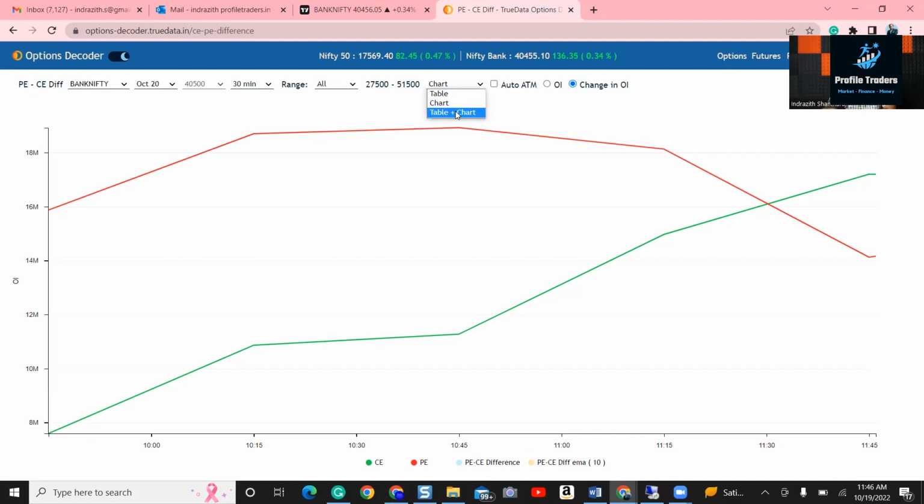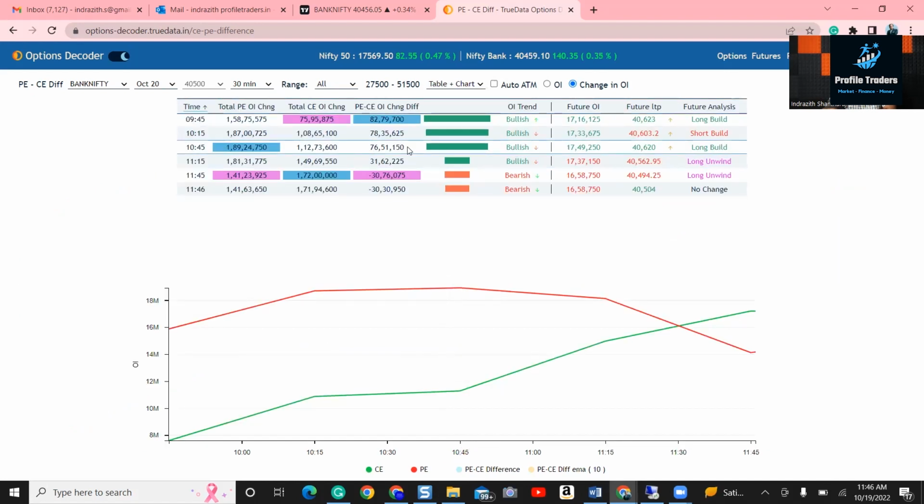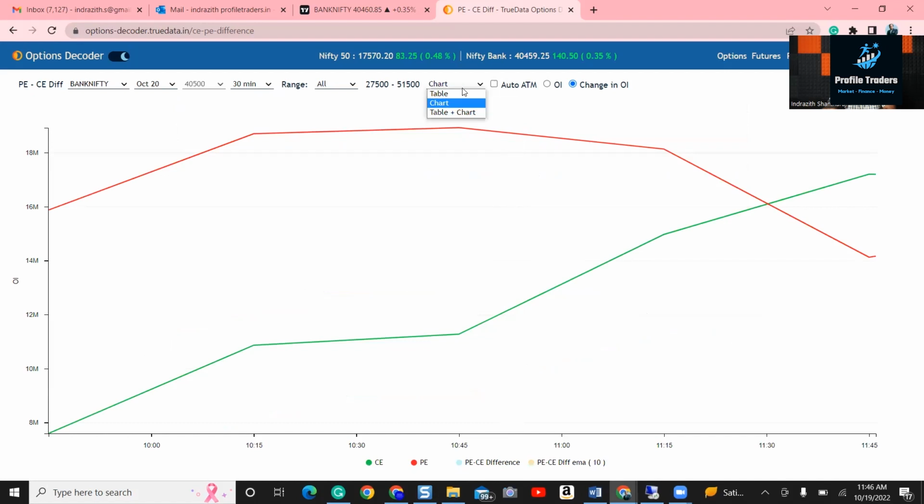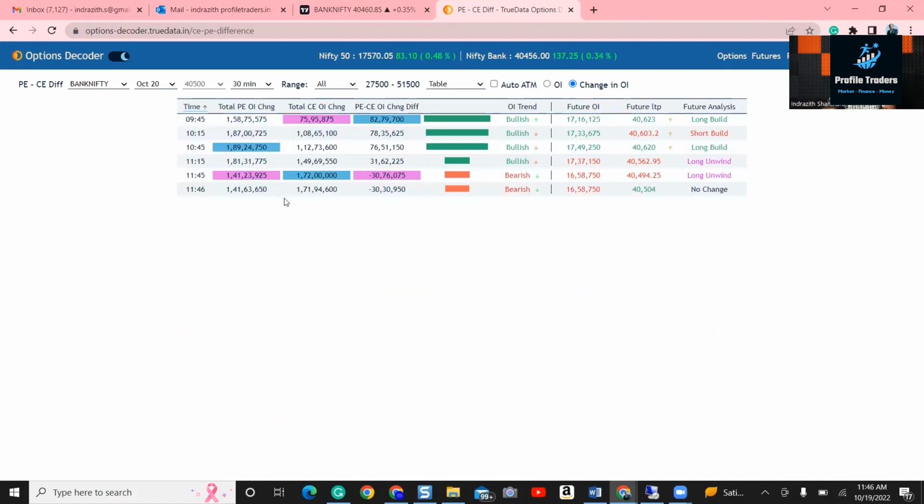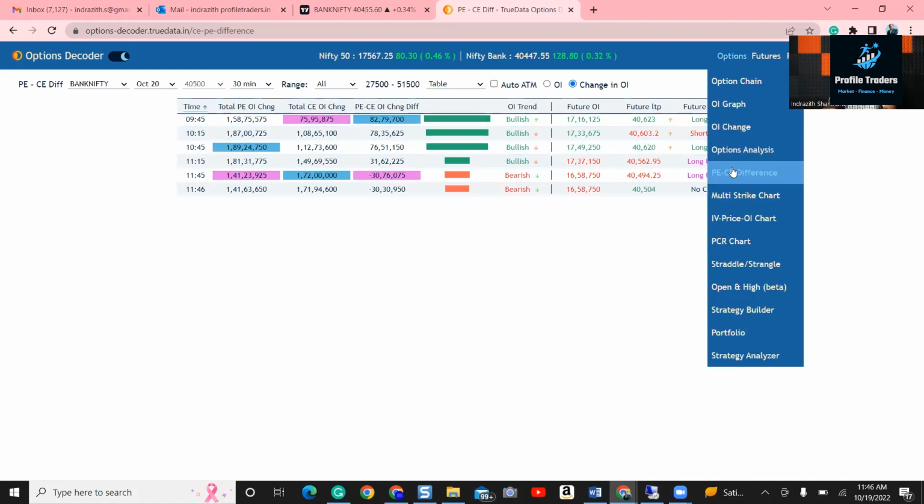Some people also club this. They use both the table and the chart. It gives overall information like this. But personally, I prefer to use the chart. Table is also a very interesting feature. It gives the total PE OI change, total CE OI change, and the corresponding OI trend information, bullish, bullish, bullish, or bearish. Okay, this is PE-CE difference.